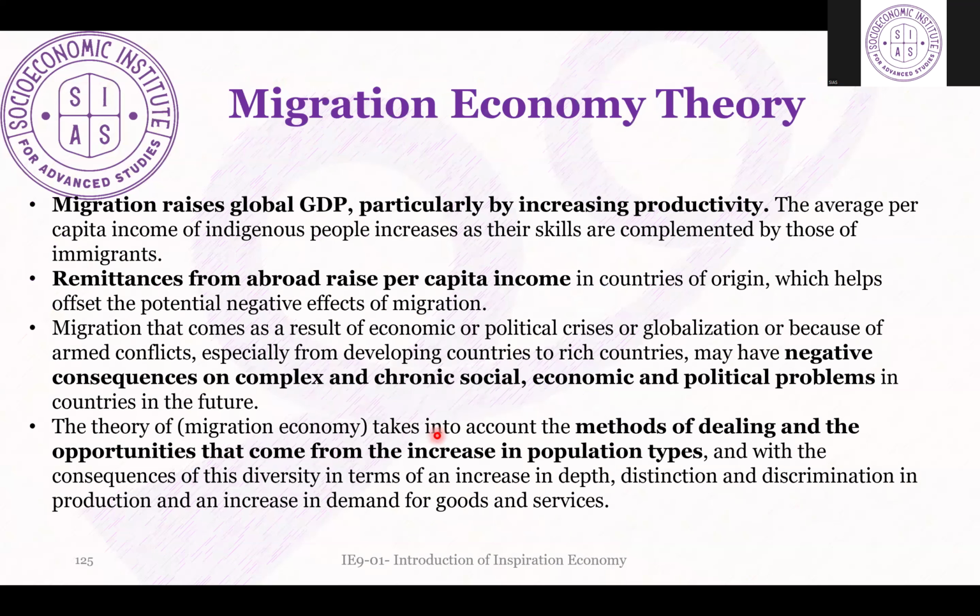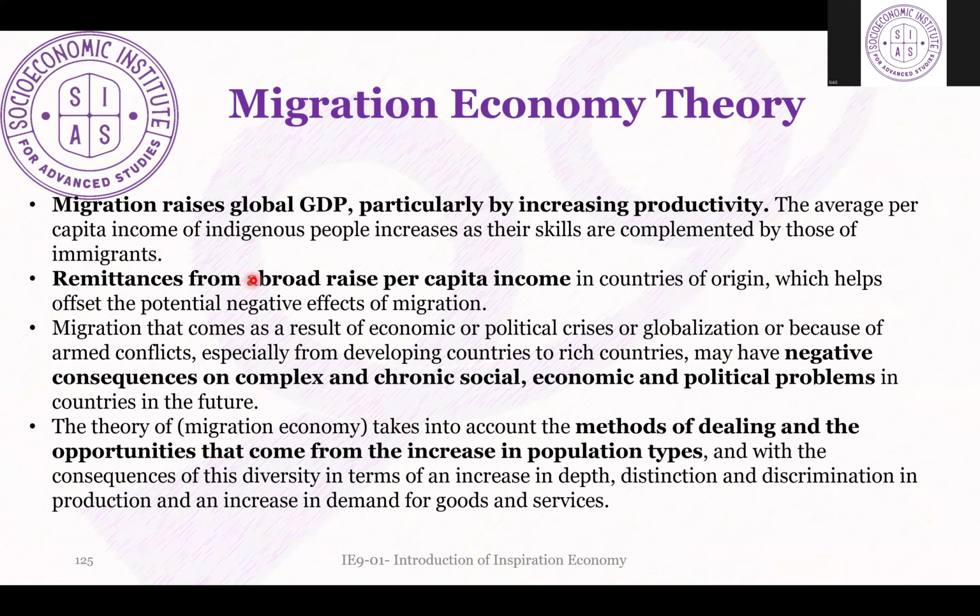The migration economy theory raises global GDP, actually, particularly by increasing the productivity of the hosting country. The average per capita income of indigenous people increases as their skills are complemented by those of the migrants. And we can see this, what happened in Turkey, what happened also in Germany and other countries who accepted a huge number of migrants and refugees.